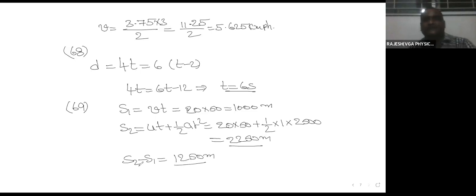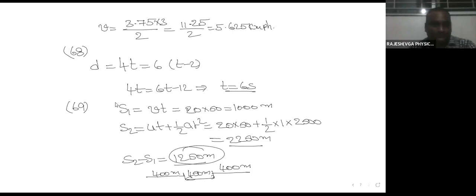If they are point masses, I can say initially their distance is 1250. But the first train has a length of 400 meters and the second train also has 400 meters. So what is the distance between them? Out of 1250, I have to subtract this 800. So that is 450 meters. Right? Out of this 1250, the length of the trains should be subtracted. It is 450 meters.